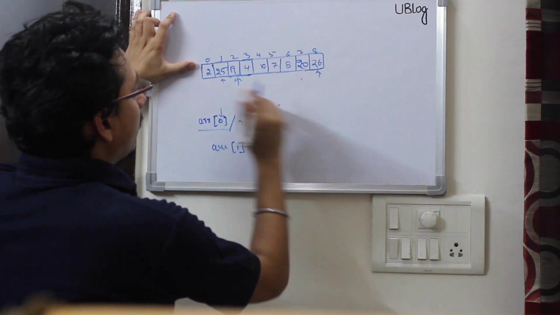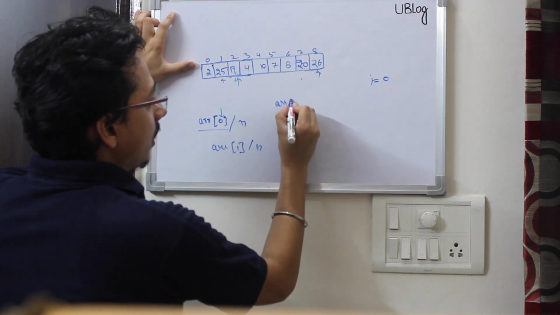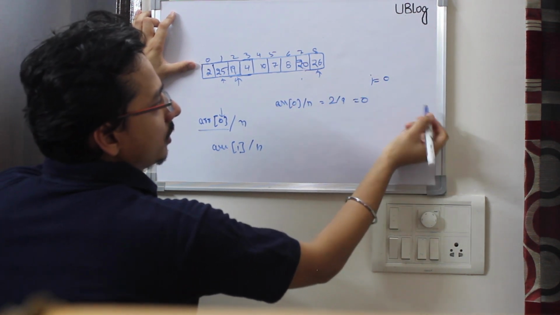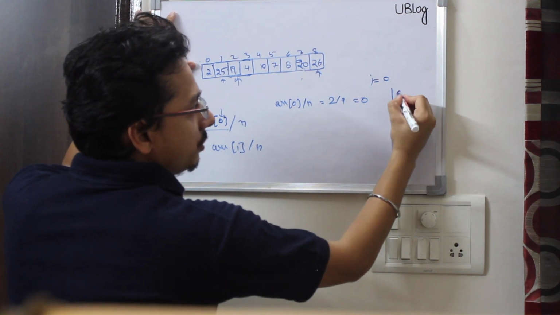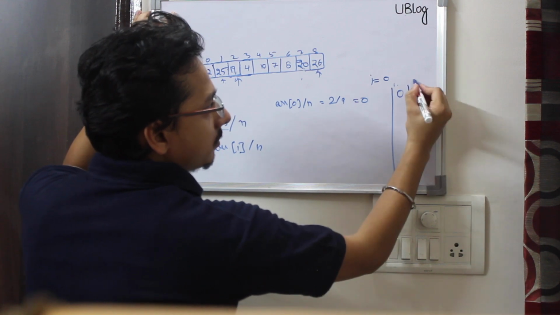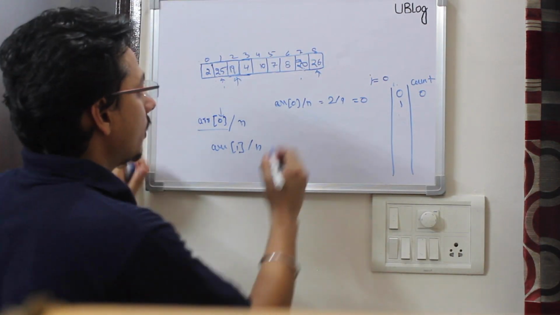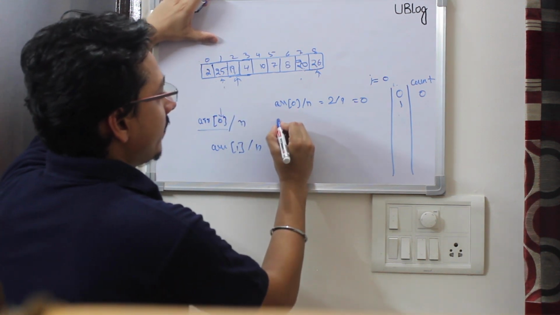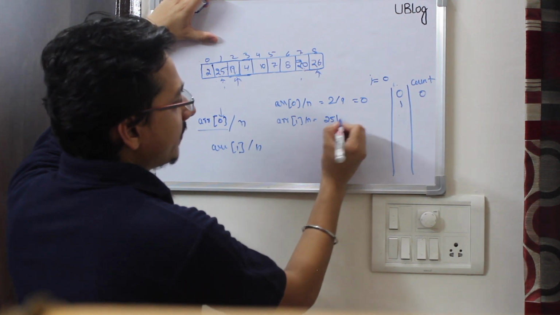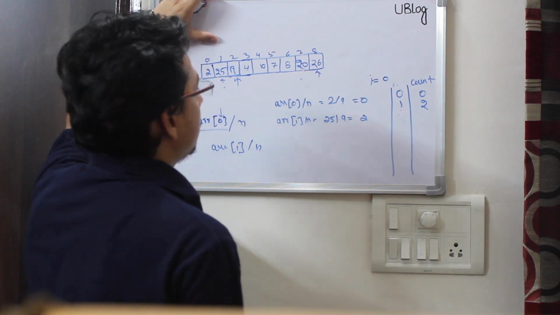Initially my i is 0. So I'll be doing array of 0 divided by n, which is 2 divided by n, which is 0. So that means 0 is present 0 times. Next I'll move to the first index. So basically I'll be doing array of 1 divided by n, which is 25 divided by 9, which is 2. So my 1 is present 2 times in the array.